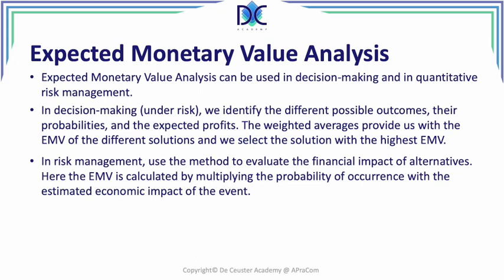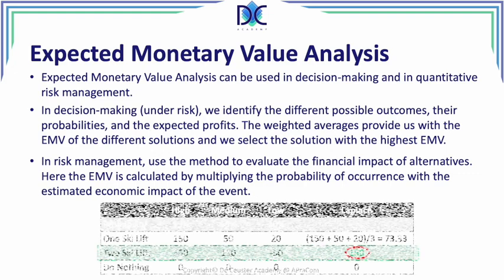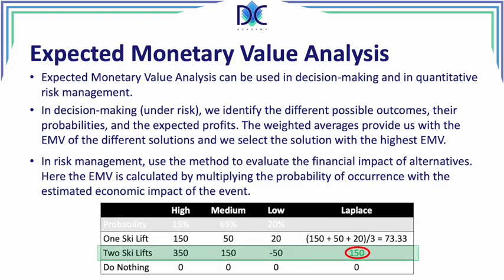Here, the expected monetary value is calculated by multiplying the probability of occurrence with the estimated economic impact of the event. Here we have an example. Here we use the Laplace formula. We have all the profits or the losses of the different solutions. And then with Laplace, we just calculate the classical average. If we would consider under risk, we would calculate a weighted average using the probability of the different events.